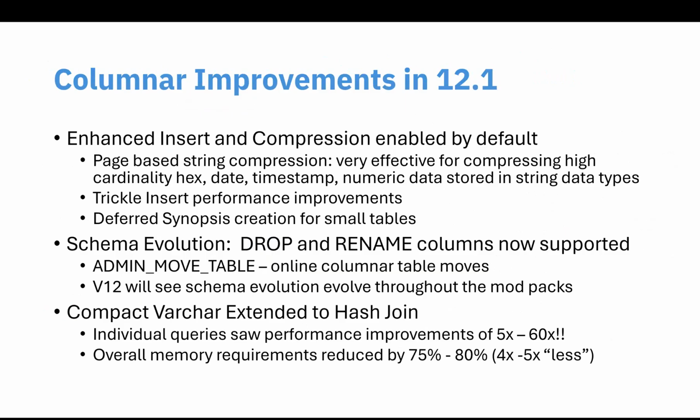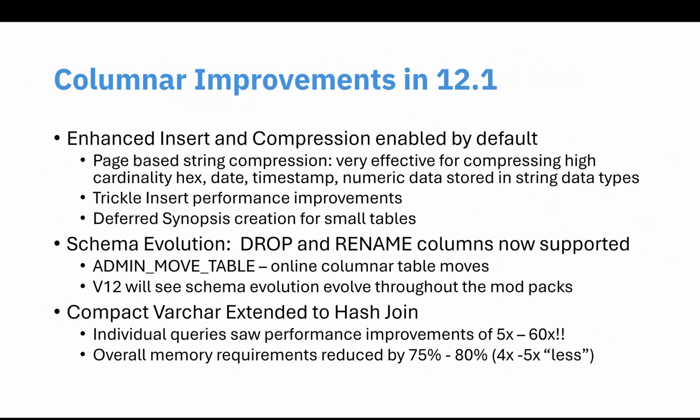A number of columnar improvements in 12.1. So a number of things that we delivered across the 11.5 stream for our Db2 Warehouse product, but were off by default in more traditional install environments because of fallback, are now all enabled. So you get all of the insert and compression work enabled by default in 12.1: page compression improvements, trickle insert, as well as the deferred synopsis.